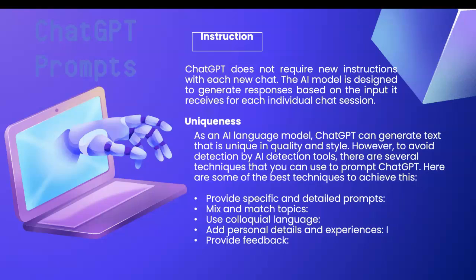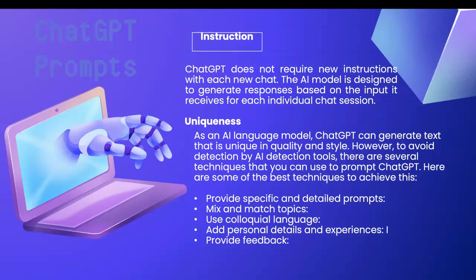And after I list through these, I can talk about just ways to improve the results that you get. You can mix and match your topics by combining different topics to create a more unique prompt that is less likely to be detected as AI generated. So, for example, you could ask ChatGPT to write a story about a futuristic world where animals have gained the ability to communicate with humans. Just make it different. Using colloquial language, everyday language and slang can make the generated text sound more human-like and less like it was produced by an AI model.